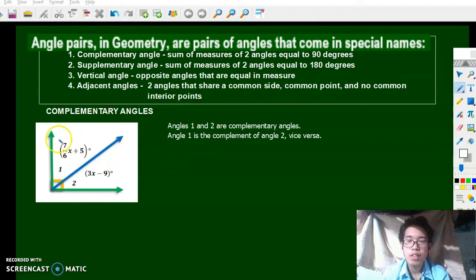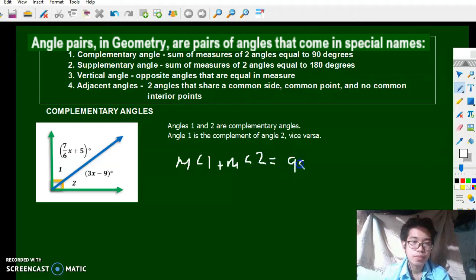Okay, so we're given here the illustration. So we could simply use the definition of a complementary angle. Since we've already established that angles 1 and 2 are complementary angles, we can say that the measurement of angle 1 plus the measurement of angle 2 is equal to 90 degrees. Okay, so we got that one correctly.